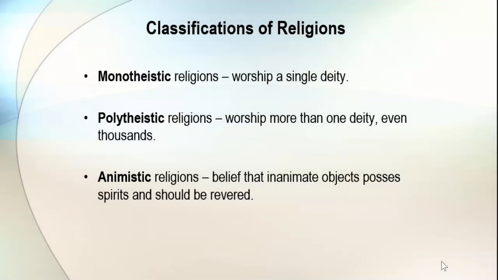All right, so when we talk about religions in general, there are basically three big classifications. There are the monotheistic religions, they worship a single deity. There are the polytheistic religions, they have more than one deity, sometimes thousands. If you think about Hindu religion, they have thousands of gods or versions of gods. And then there are the animistic religions, and these are the ones that believe that everything has a spirit. So basically we're talking about your nature spirits.